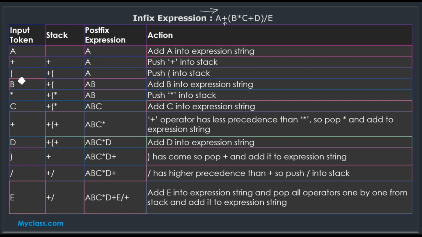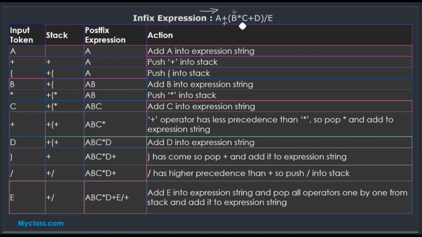Now we are scanning the opening bracket. When we scan an opening bracket, we just push that opening bracket into the operator stack. So now the postfix expression still contains A only. Now we scan an operand B. If the scanned character is an operand, we push that into our postfix expression. Now the postfix expression contains A, B. The stack contains plus and an opening bracket.